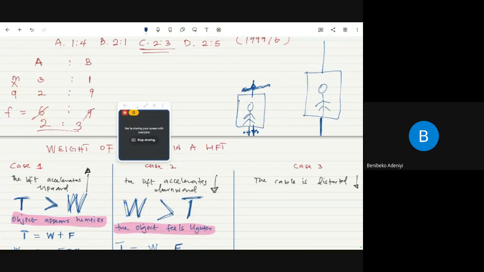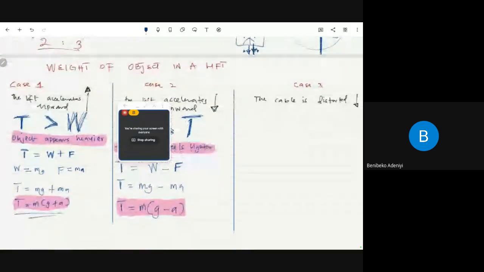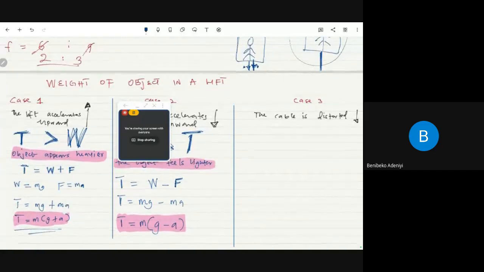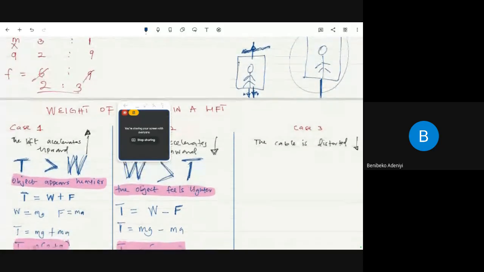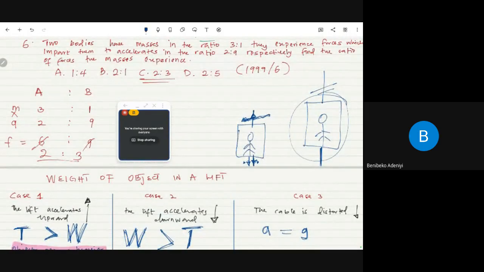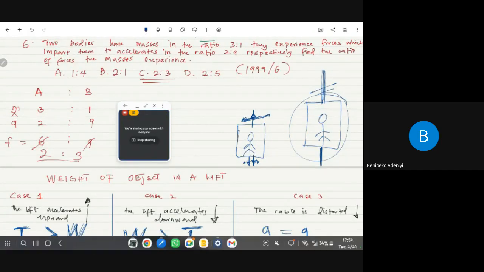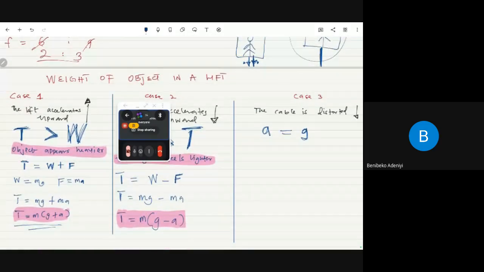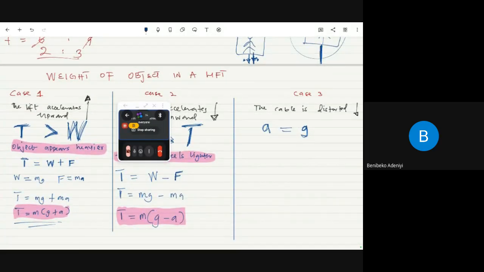So, what will happen to the object inside the lift? At that particular time, that acceleration A is going to change to G, because now the lift is not going up and down by the influence of this rope again. It is going up and down by the influence of gravity. Is that clear? Our A is equal to our G.